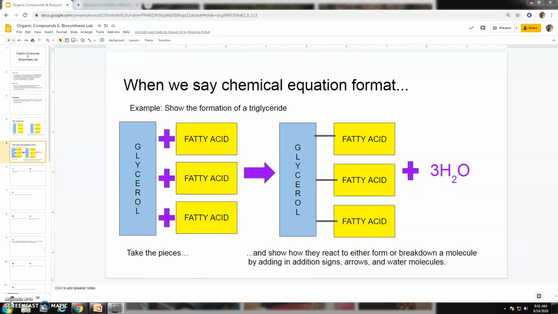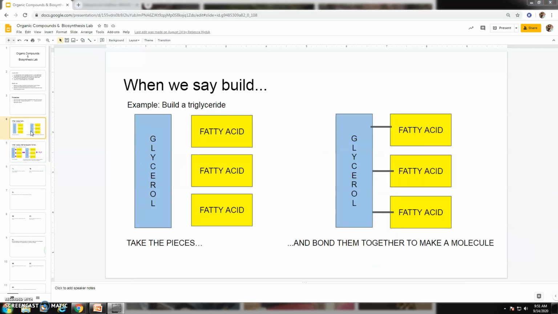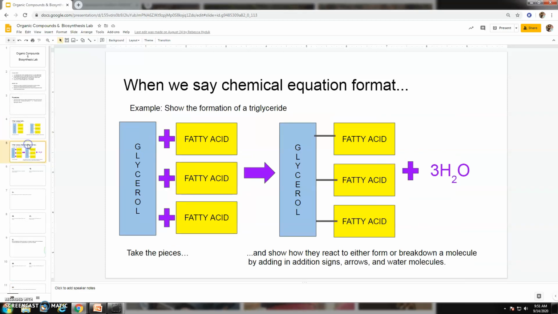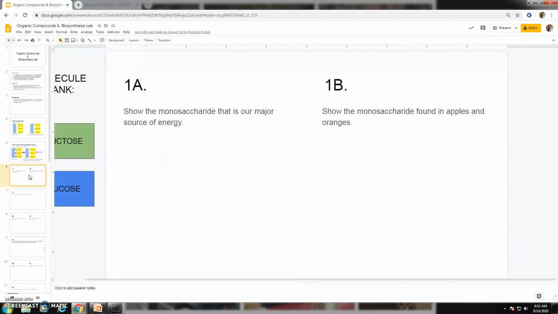You need to pay attention to whether the question is asking you to show the formation of something or show the breakdown of something. So you either have a build question like we see up here, or like here, using the chemical equation format, show the formation of blank, show the breakdown of blank. So let's look at the first ones, okay?